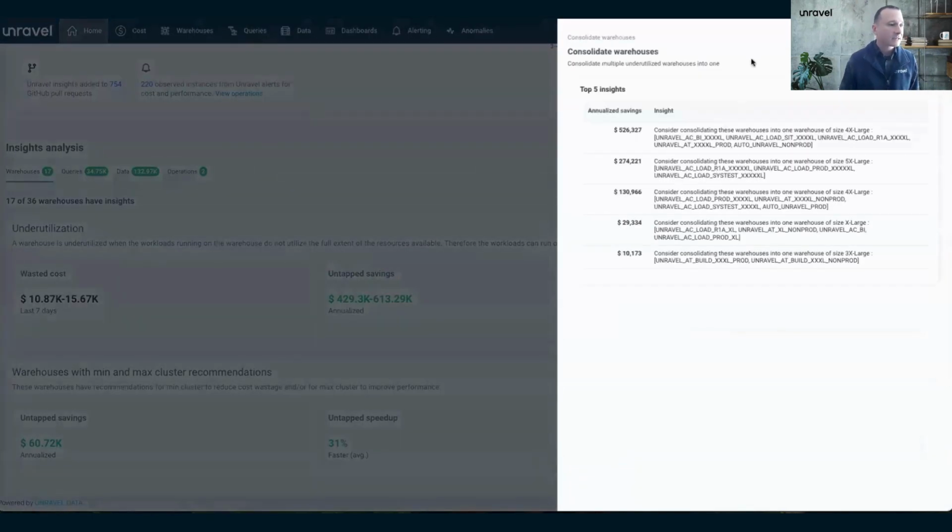From the consolidation opportunity perspective, we're showing you the top 5 insights that were identified as underutilized warehouses, or a group of them that could all be consolidated into a single warehouse. So for example, just taking this top example, you could save over $500,000 if you were to take these 5 or 6 individual warehouses and roll them all into one 4X-Large.